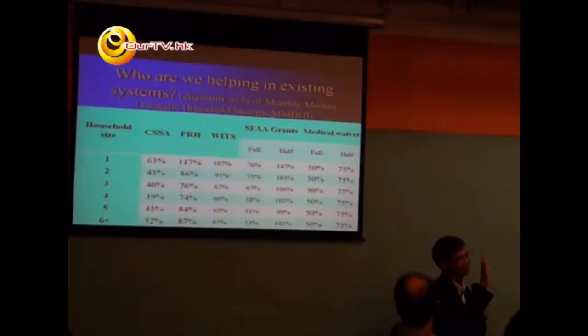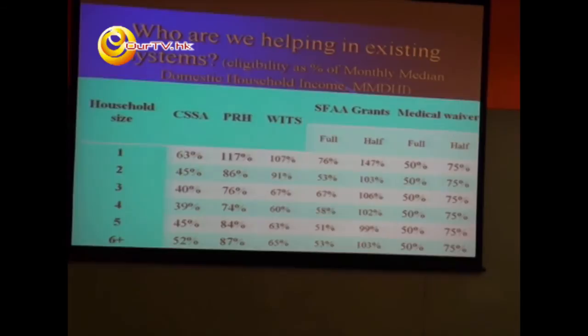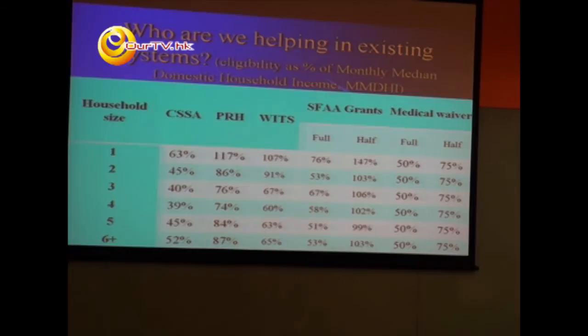Who are we helping in the existing system? I use the monthly median domestic household income, MMDHI in short, to represent the monthly median domestic household income. CSSA. PRH is public rental housing. WITS is the Work Incentive Transport Subsidy. SFAA grants are all the different things under the Student Finance Assistance Agency, and the Medical Waiver System.